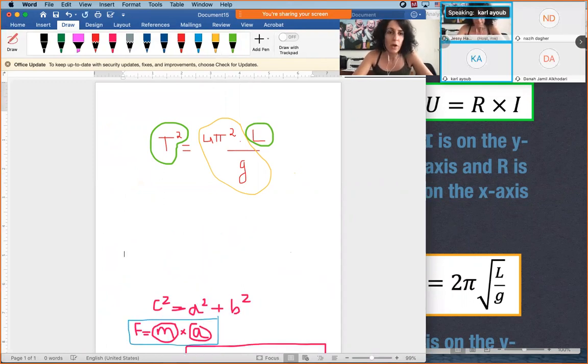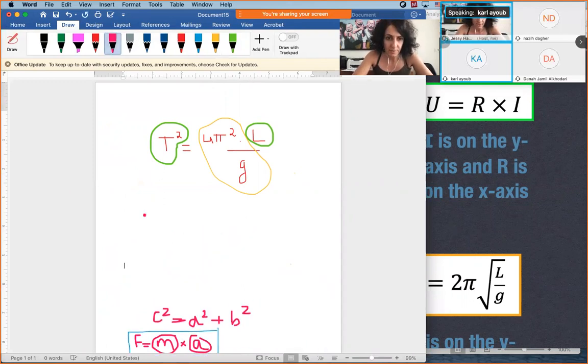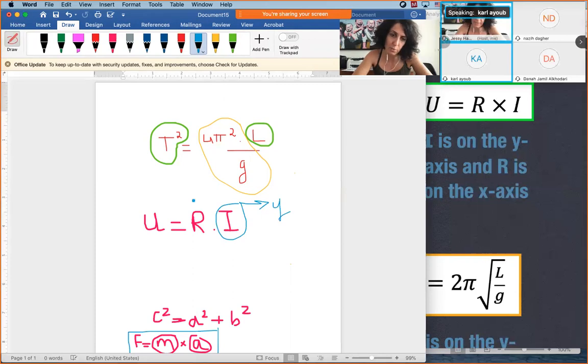All right, U equals Ri. This is what it says. So U equals Ri, the famous Ohm's law. Okay, I'm gonna take I to be the y-axis. So this is your y-axis. So this is y and this is x. What would be the slope? What do you think?